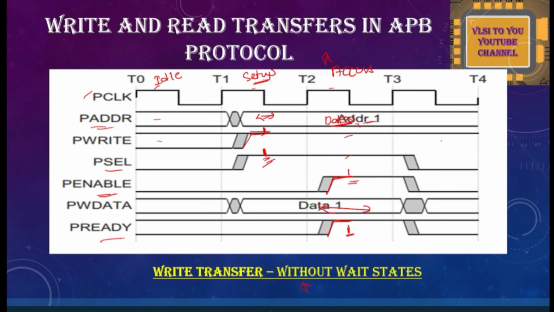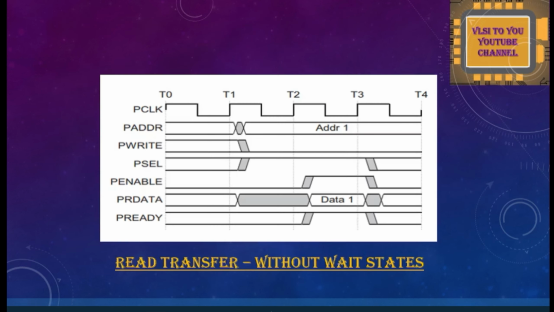In this way, if there are any other packets of data, then again the same process takes place. The particular address will be registered and that particular slave is selected, and based on whether you want to read or write, write will be selected, and everything will be happening similarly. So this is how the write transfer is happening without any wait state.